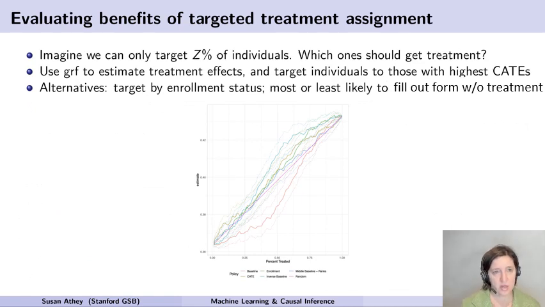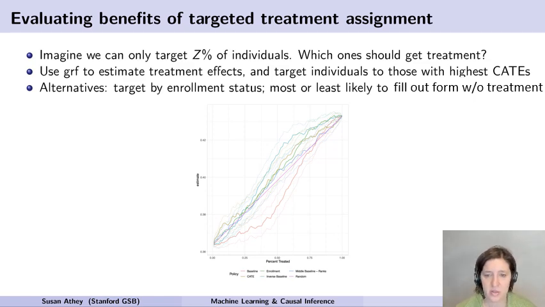Now, the last exercise I want to do here is to look at using these treatment effect estimates to target treatment assignment. So we imagine that it's expensive to send texts. Then we want to think about targeting only Z% of individuals. So in this picture here, the percent treated is on the x-axis. And what we're going to show here is the benefit of treating Z% of individuals, where Z is on the x-axis, relative to randomly assigning treatment.